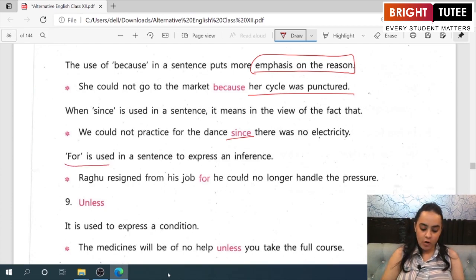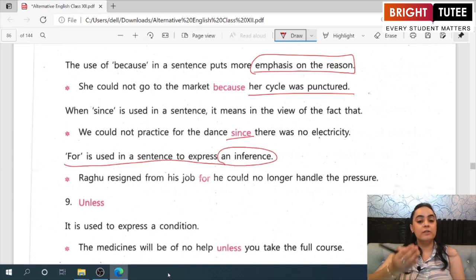Then for is used as an inference. When you infer something, you bring out some information in the sentence. Raghu resigned from his job for he could no longer handle the pressure. So what was the inference for Raghu to have resigned from the job? Because he could not handle the pressure anymore.